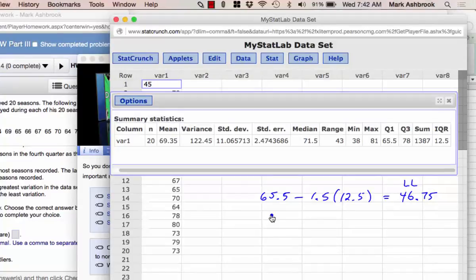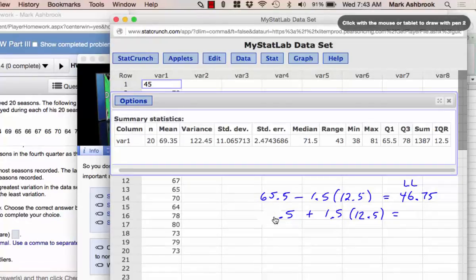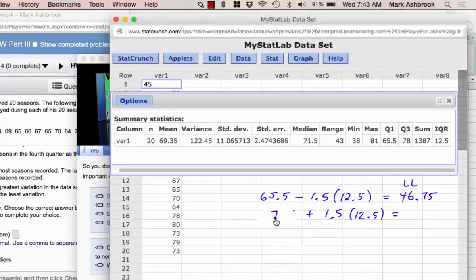And our upper limit would be 65.5 plus. Oh yeah, I just rewrote Q1 again. Q3. 78. Okay. All right, so now we can start with the max and the min.